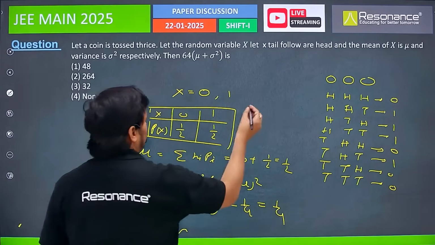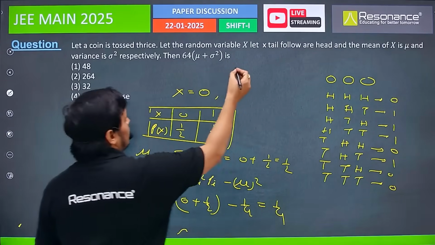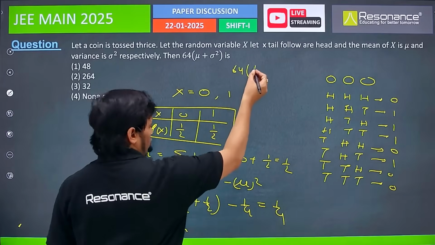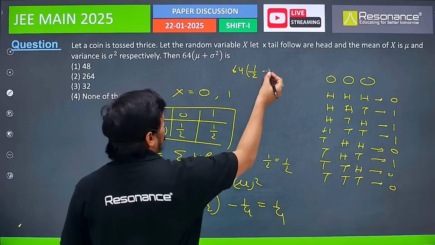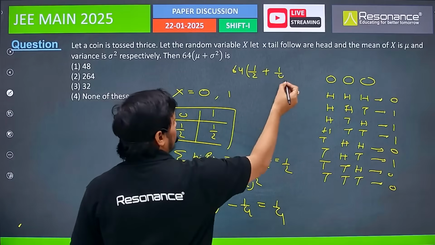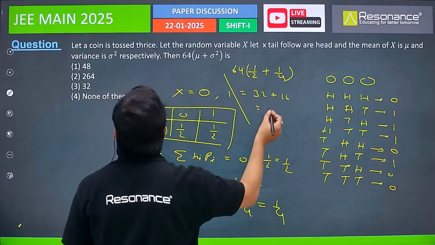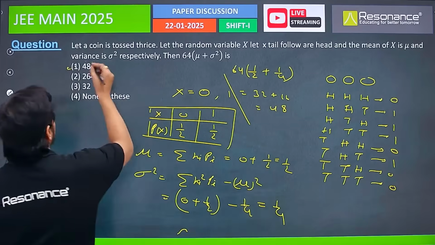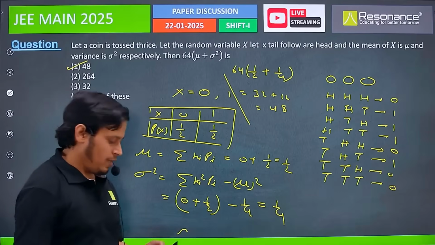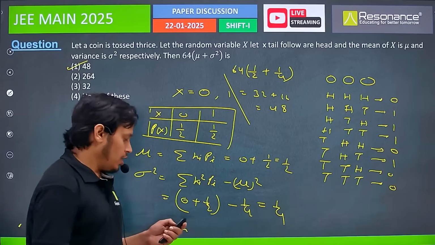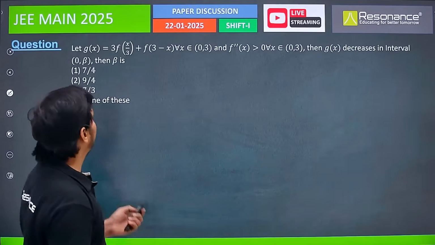If you put the values here, what do we want? 64 times mu, where mu is equal to 1 by 2, and sigma square equal to 1 by 4. If you multiply these, then 32 plus 16, what did we get? 48. Is there any answer? Option number 1. By the way, this was also a lower than medium problem.